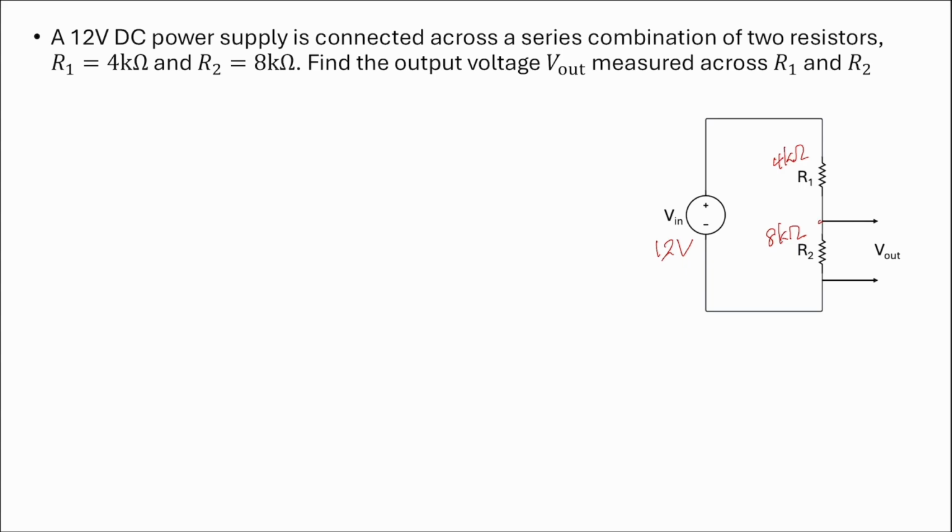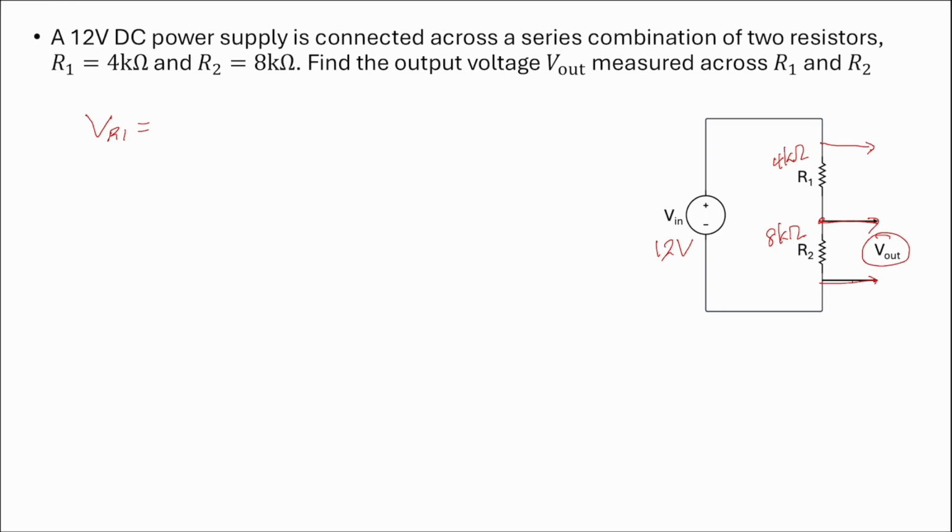If you measure the voltage across R2, it will be lower than 12. Or the same, if you measure the voltage across R1, it also will be lower than 12. So our aim is to find what voltage we'll get. Let's call the voltage across R1 as VR1.